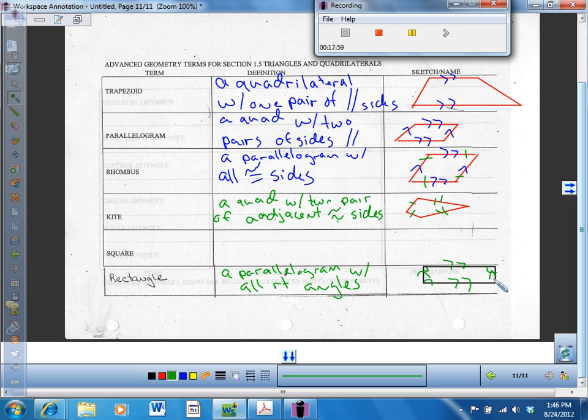I think you could even define it without saying parallelogram. You could just define it as a quadrilateral with all right angles. If you have a quadrilateral with all right angles, isn't that a rectangle? Yeah, but a square is a rectangle. Okay? So let's try to define square. Let's try to be clever, using some of the other things that we've had up there.